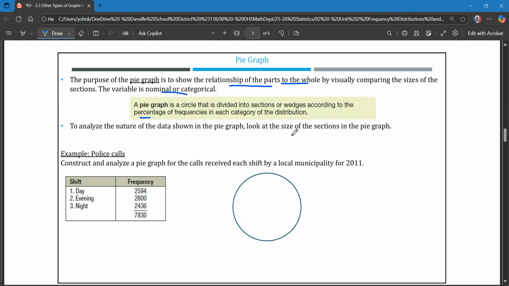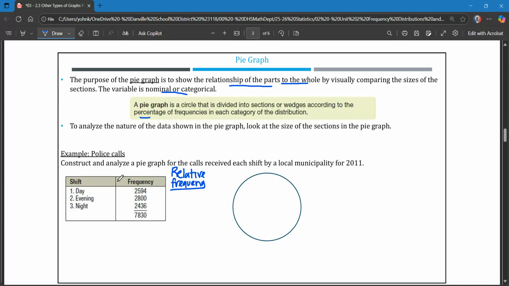So our example here says to construct and analyze a pie graph for the calls received each shift by a local municipality in 2011. So we have how many phone calls were received in 2011 during the day, evening, and night hours, along with a total. So in order to complete the circle graph, we need to figure out the relative frequency, which is something we talked about earlier in the chapter.